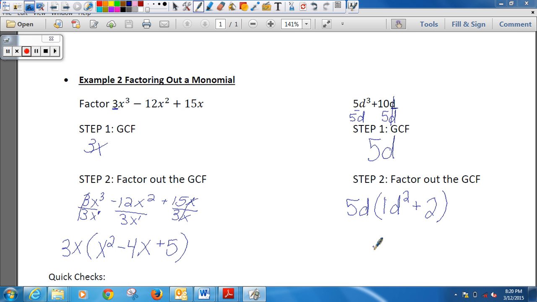Go ahead and complete the quick checks for this section and then look at your schedule for your assignment.